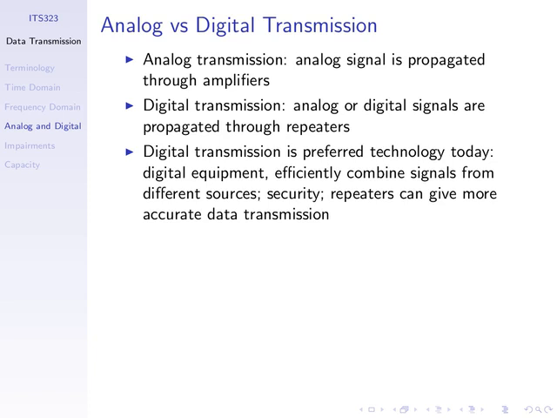This is digital transmission. This is analog transmission, or one way we can characterize them. Digital transmission is generally preferred today. When people are building new networks, especially large networks, they'll try to use digital transmission because of the benefits of using a repeater and other benefits.